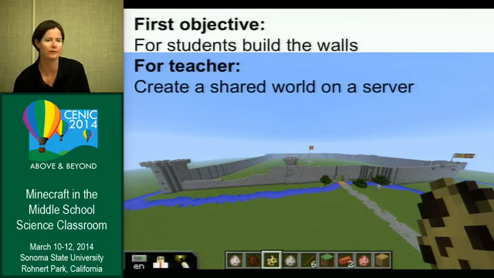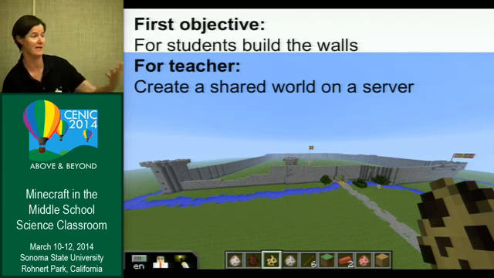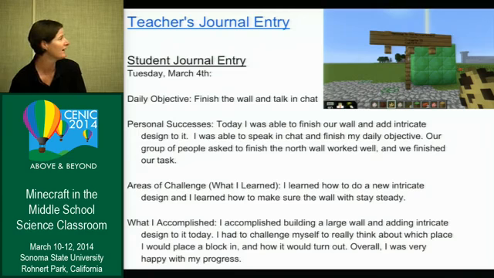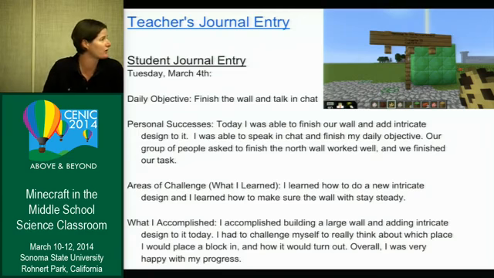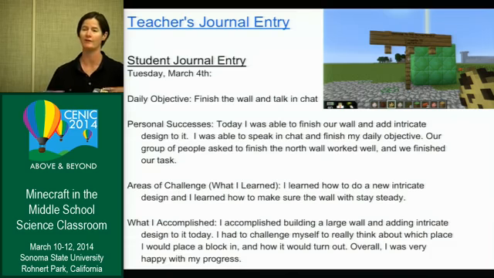So the students are figuring out how to build walls together. This is our city. I'm figuring out how to create a server and create a shared world, which is new tech for me. So it's really neat because we're kind of learning together. And so here's an example of a student journal entry. We're coming up with the objective together, and they're telling us what their personal successes were, what their area of challenge was, and what they accomplished. And so they do this every day at the end of their session. And it allows us to track their learning and them to track their learning.